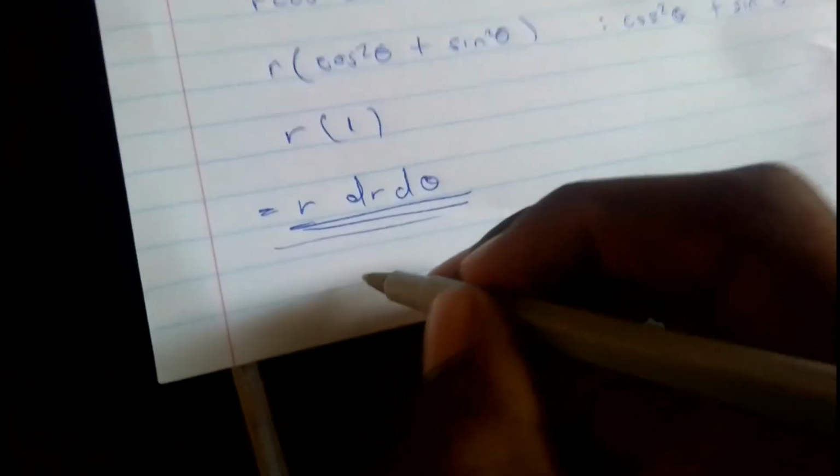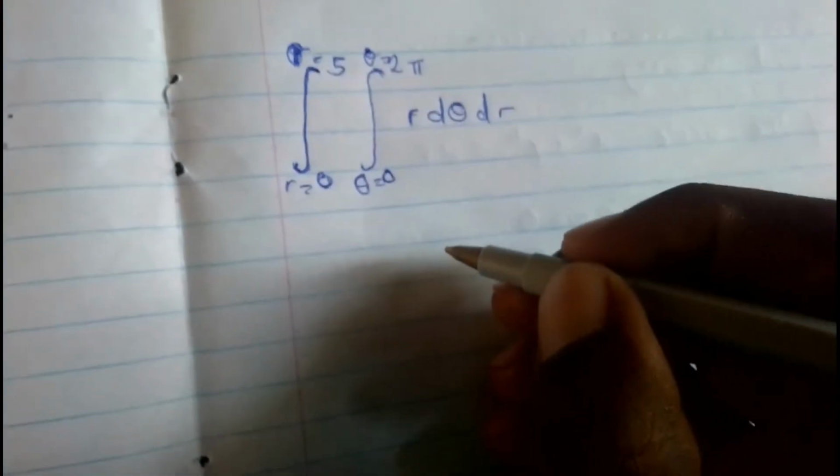After that we work out our bounds, and since our radius is 5, we have 0 to 5 for r, and we need a full revolution area, so our angle theta is from 0 to 2 pi. First we integrate in terms of theta, keeping r as a constant.